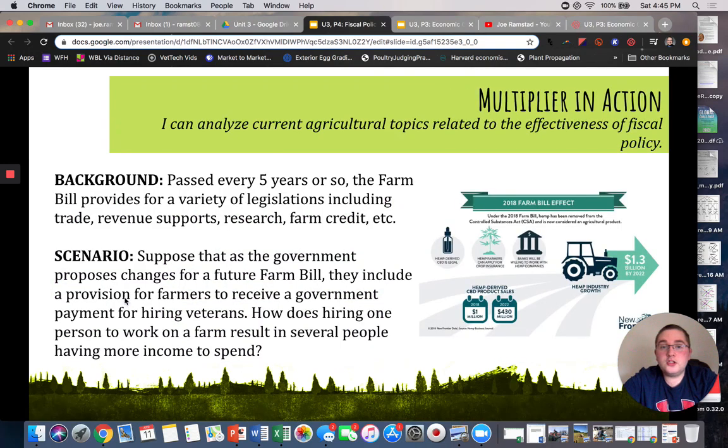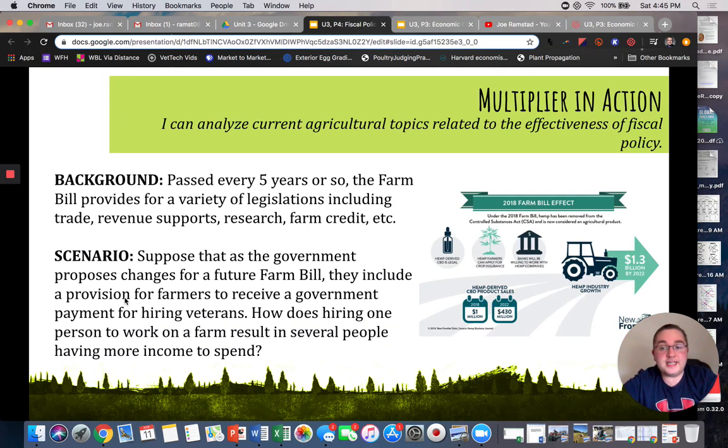Okay, so let's do a little bit of an activity simulation here, if you will, a critical thinking exercise to get the mind rolling on how this all applies to us. So some background: every 5 years or so, the Farm Bill provides for a variety of legislation, including trade and revenue supports, research, farm credit, etc., relevant to ag, food, and natural resources.